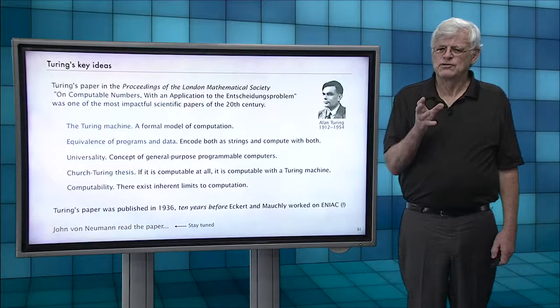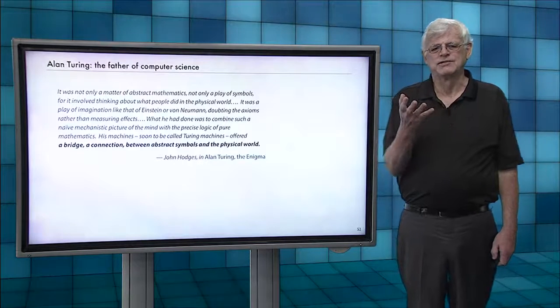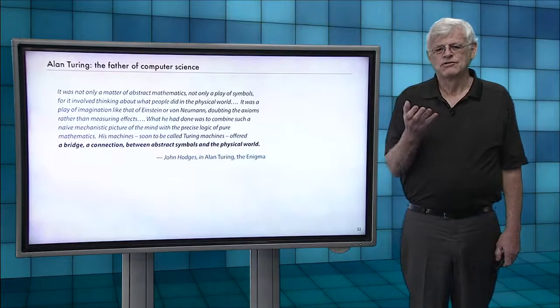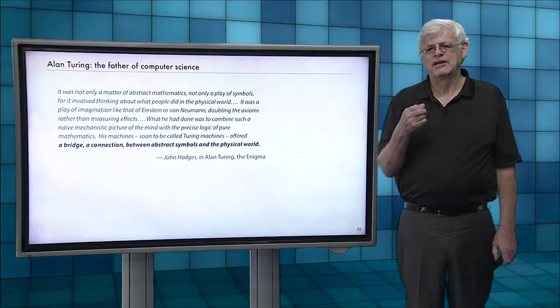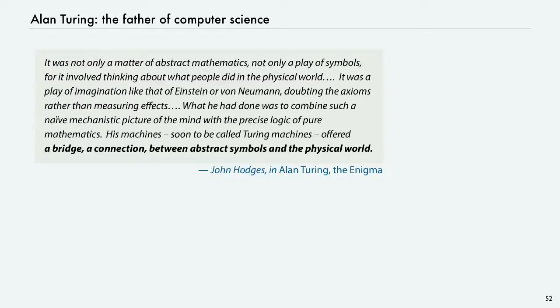But for now, let's talk about the importance of theoretical computer science and Turing's ideas. He's sometimes called the father of computer science. This is a quote from a famous biography of Turing called Alan Turing: The Enigma, written by Andrew Hodges. So he's saying, well, it wasn't only a matter of abstract mathematics, not just a play of symbols, because it involved thinking about what people do in the physical world. It was a play of imagination like that of Einstein or von Neumann, doubting the axioms rather than measuring effects.